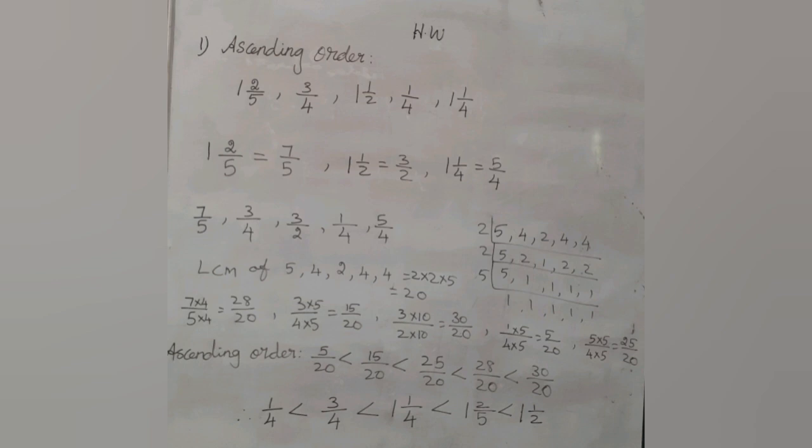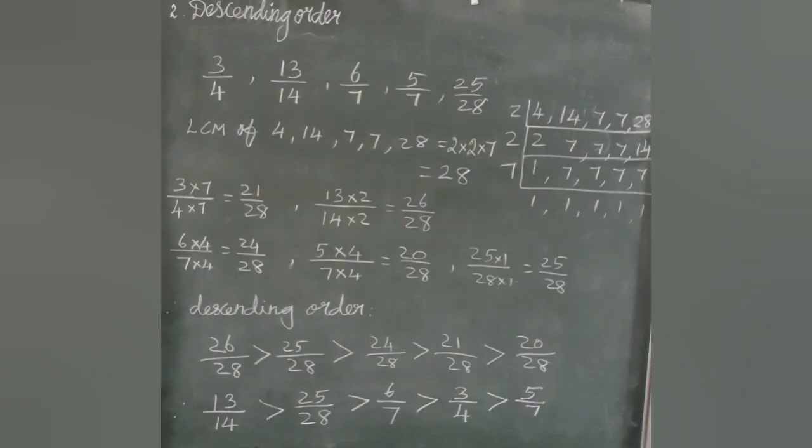Now, we can write the answer to the question, isn't it? 1 by 4 less than 3 by 4 less than 1 1 by 4 less than 1 2 by 5 less than 1 1 by 2. Okay. Now, second question, that is descending order, isn't it?